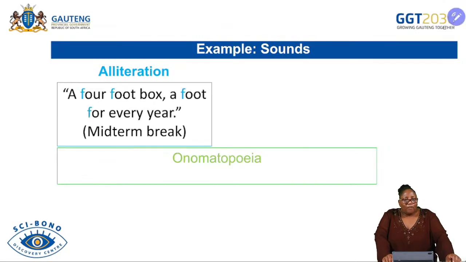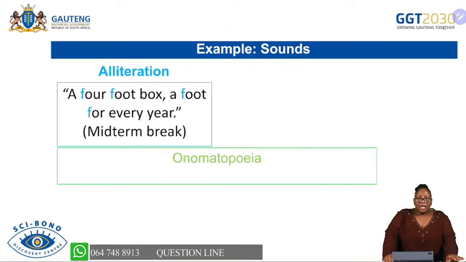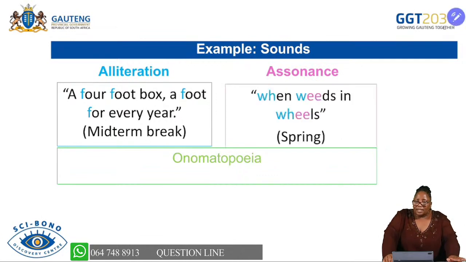The examples of alliteration. Let's look at this. A 4-foot box, a foot for every year. Where do you find this? In the poem Mid-Term Break. A 4-foot box, a foot for every year. You remember the poem? The poem about the little boy who died.